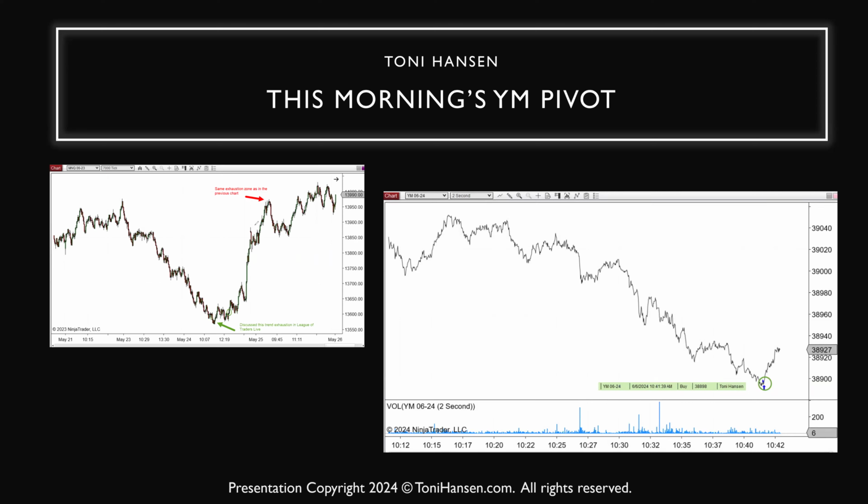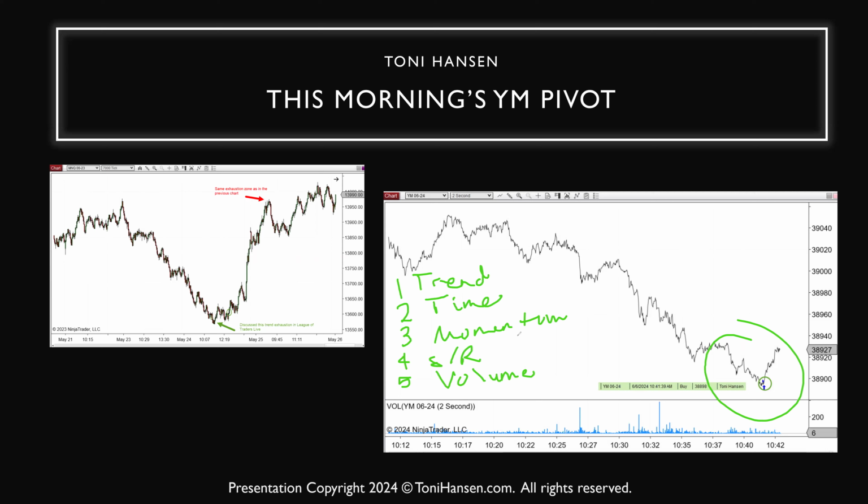And that pivot is based upon the building blocks of price development. So the system of market analysis I use relies upon these key characteristics. So we're looking at trend development or trend placement. We're looking at time development. We're looking at momentum. We're looking at support and resistance levels. And we're looking at volume. So these are all traits that go into building a successful trading strategy.